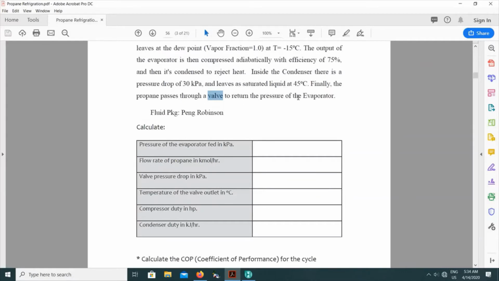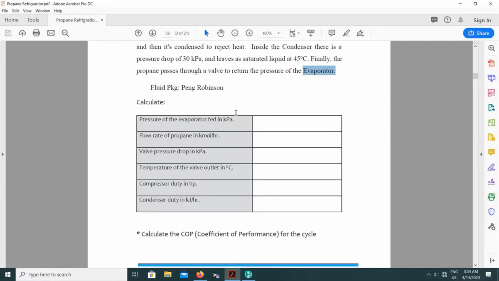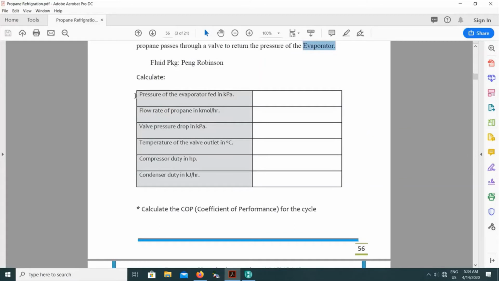Once you attach this one to the evaporator or heater, the loop will complete. Once the loop is complete, the simulation will converge. In doing all this process, what you need to calculate is the pressure of the evaporator that is fed, in kilopascal. What is the flow rate of the propane in kilomole per hour? What is the valve pressure drop in kilopascals? What is the temperature of the valve outlet in degrees Celsius?